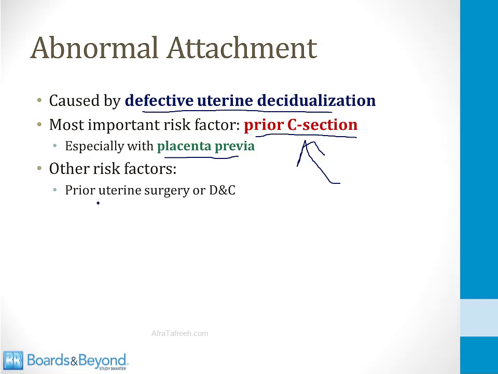And other risk factors should make sense to you if you understand that C-section is a risk factor. If a woman's had prior uterine surgery or a D&C, this also can leave scar tissue behind and prevent the decidual layer from forming normally.